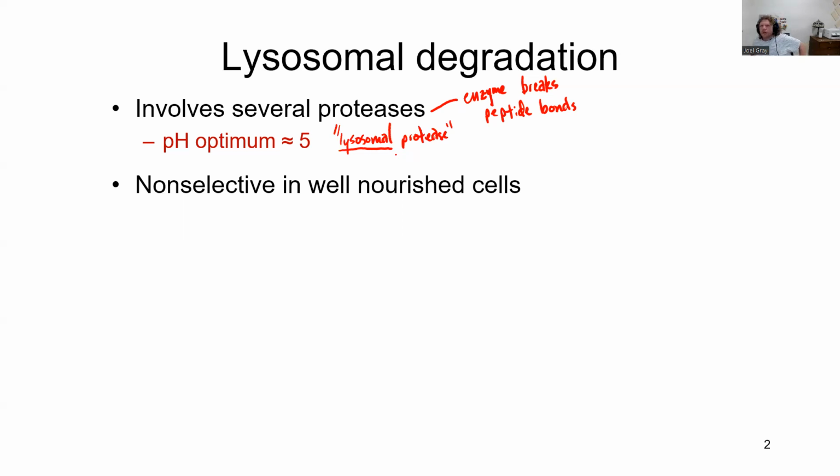Now, in a well-nourished or nutrient-rich environment, these proteases are going to be non-selective. And that means that if you present them with 10,000 different unique proteins, it's kind of flipping a coin which one it's going to go after. That protease isn't going to have any selective criteria. It's not going to say I have to degrade the 50 amino acid protein before I do the 70 amino acid protein.